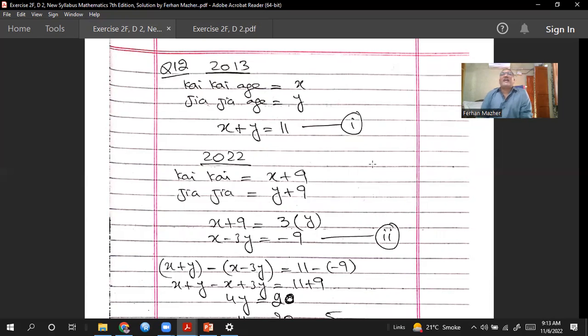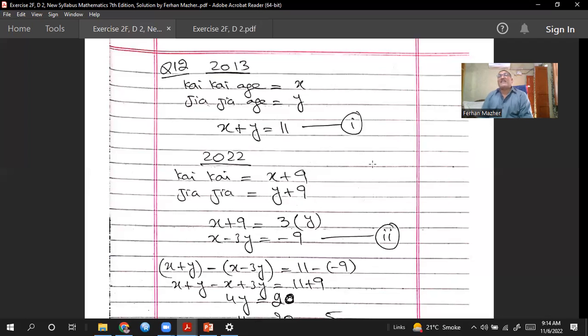They said that Kai Kai's age in 2022 is 3 times the age of Jia Jia in 2013. So it means X plus 9 equals 3 times Y. So X minus 3Y equals minus 9. That's the second equation. If you look at them carefully, the coefficient of X is the same. In the first equation, it is plus 1. In the second equation, it is plus 1. So subtract the equations and you will eliminate X.